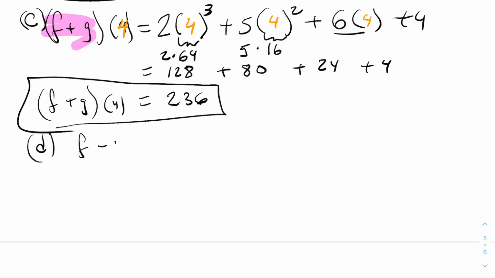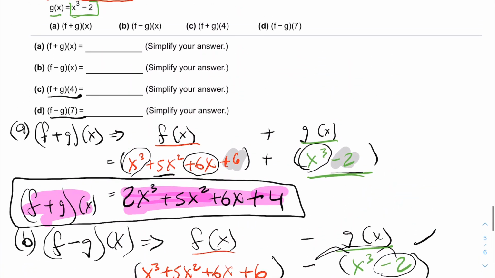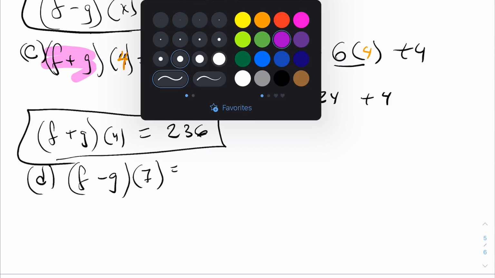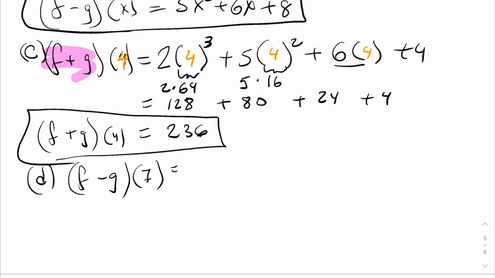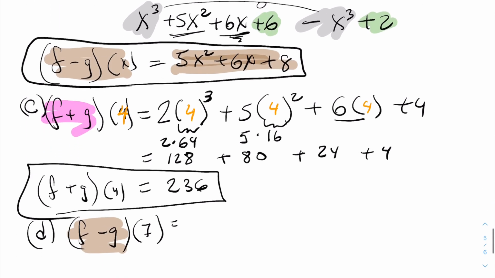And finally, part D. Part D is f minus g at 7. So reach back up here and reach back up here, brown. So we reach back up here and we're looking for the f minus g function. And the f minus g function is right here. It's defined right in front of us right there. And so we can go ahead and use that because we did all that work.